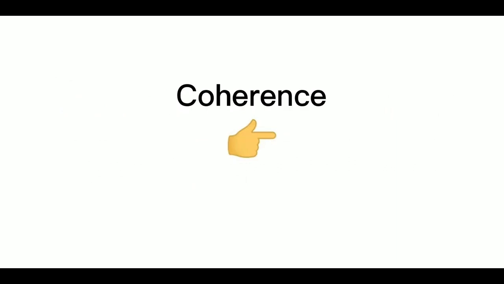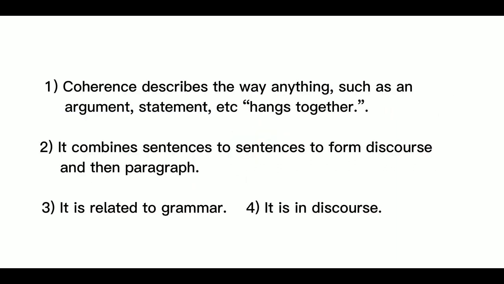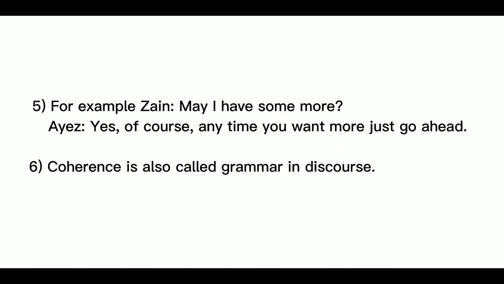Let's move towards coherence. One, coherency describes the way anything, such as an argument, statement, etc., hangs together. Two, it combines sentences to form discourse, and then paragraph. Three, it is related to grammar. Four, it is in discourse. Five, for example, Zane, may I have some more apples? Yes, of course. Anytime you want more, just go ahead. Six, coherence is also called grammar in discourse.